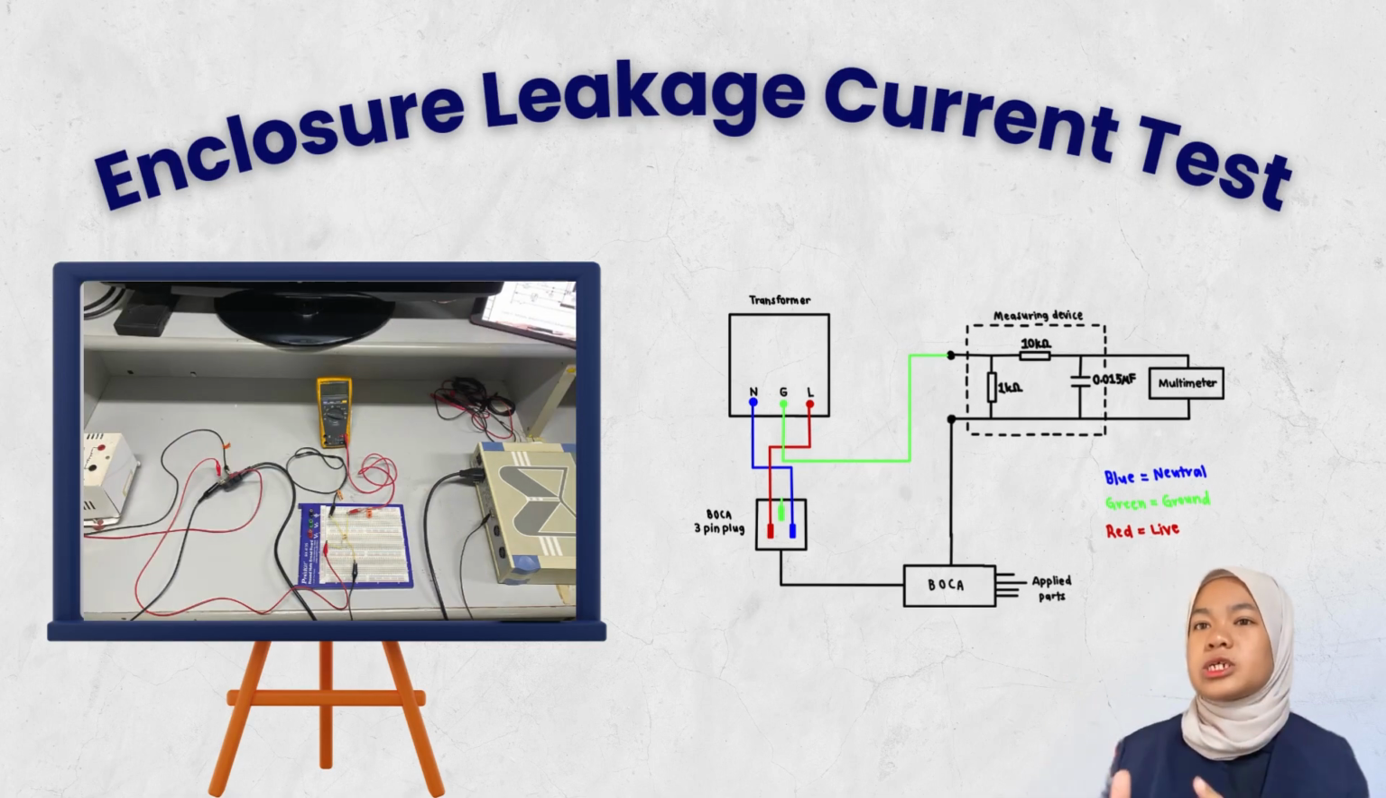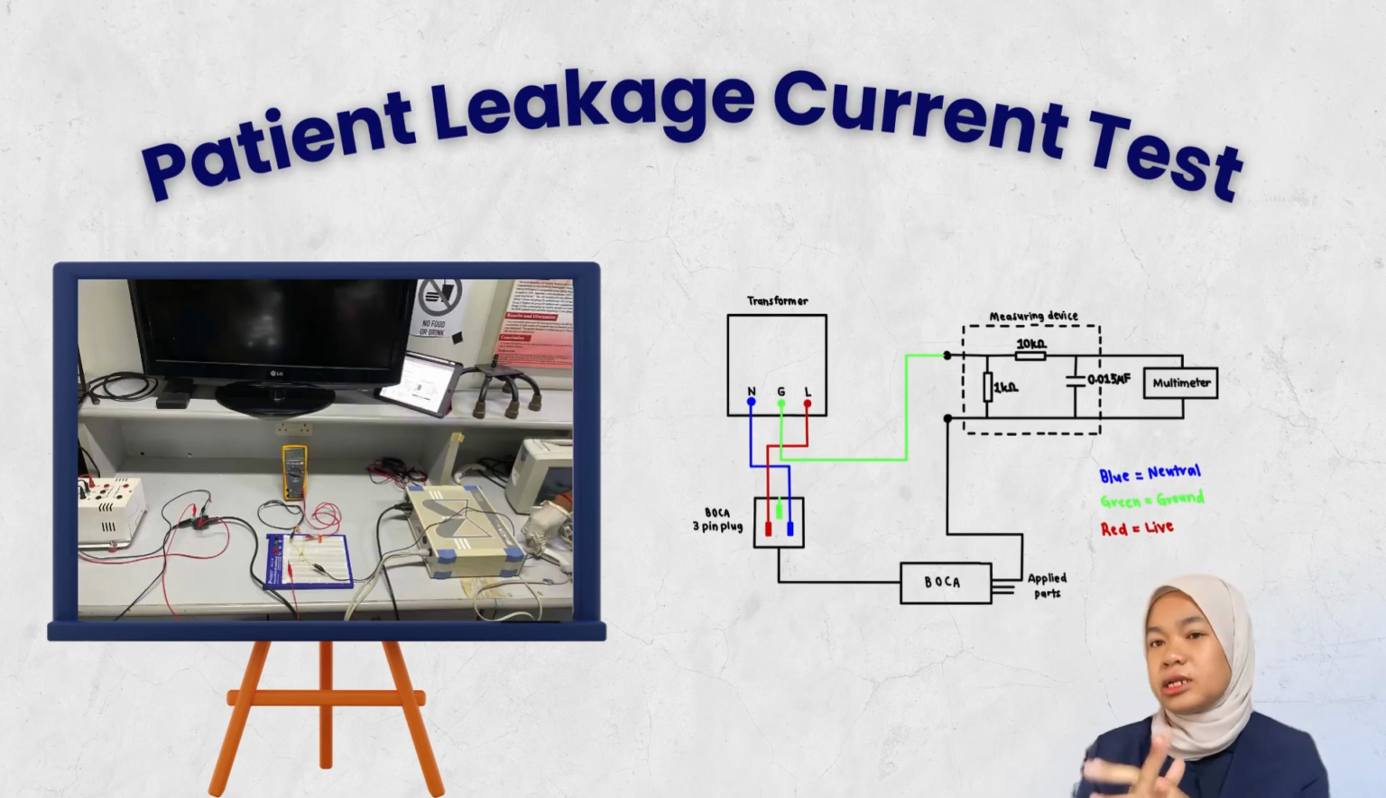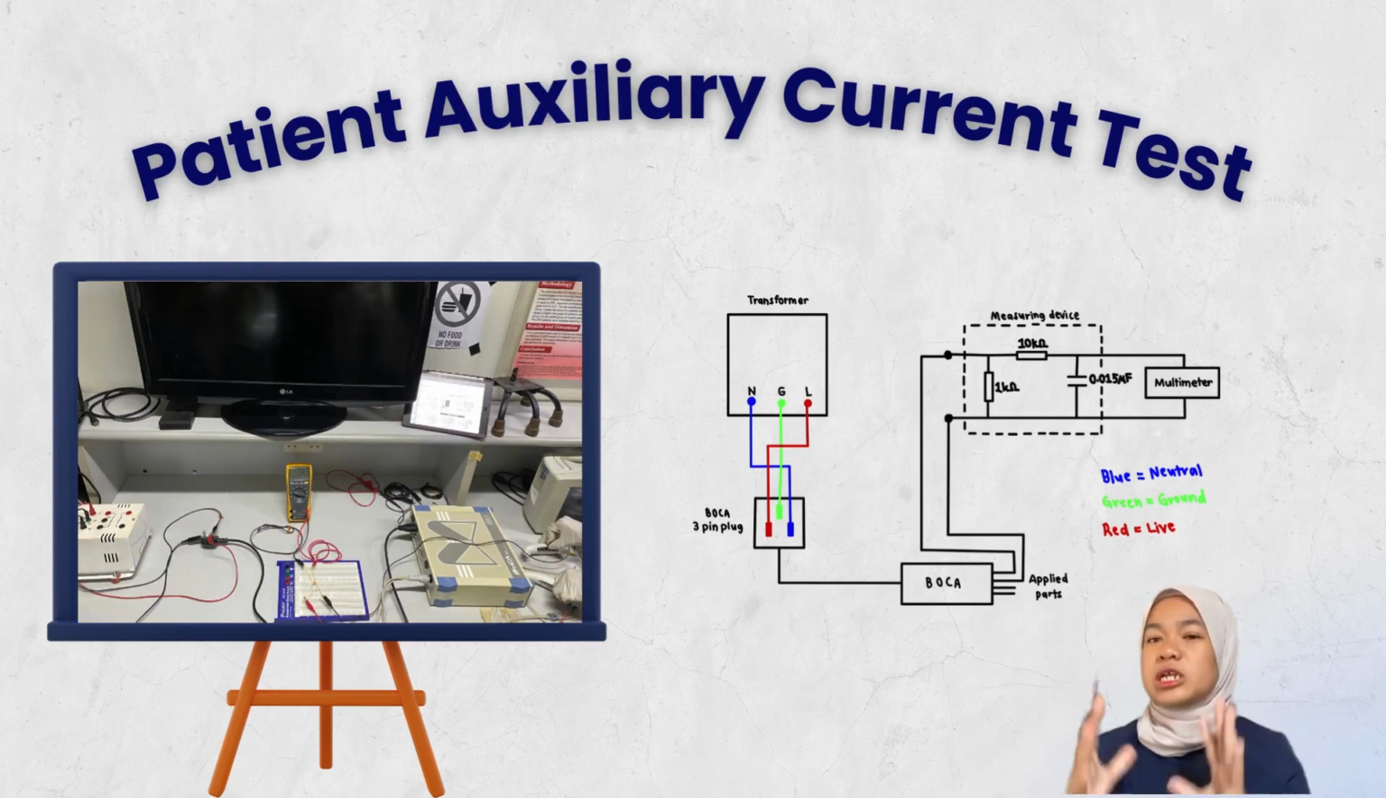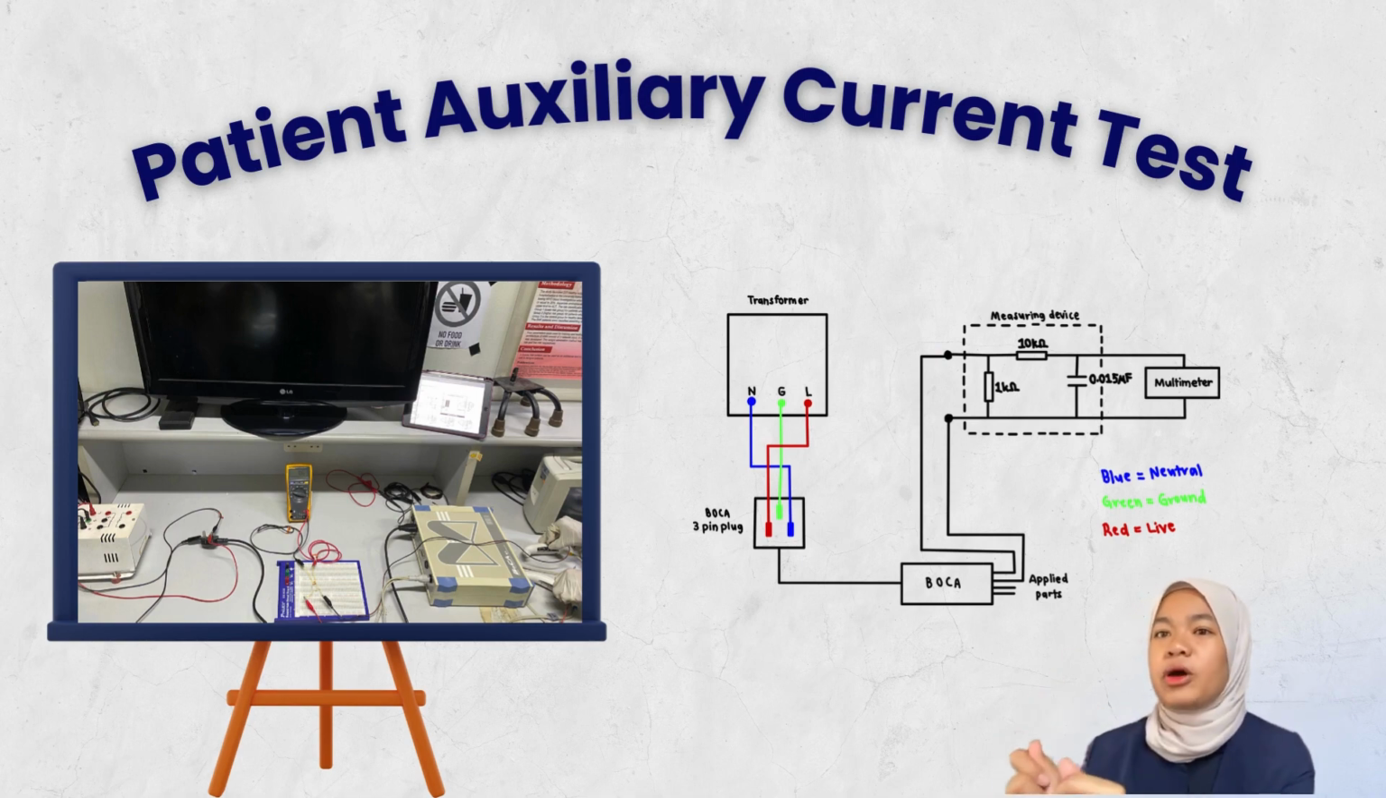For the enclosure leakage current test, all the connections are the same as the previous earth leakage current test, with one exception, which is that the earth connection of the measuring device is linked to any exposed metal part of the case of the Boca device. For the patient leakage current, the connections are the same except that the earth connection of the measuring device is linked to one of the applied parts of the Boca device. And for the patient auxiliary current, the difference from all these current tests is that for this test, both connections of the measuring device are linked to the applied part of the Boca device.